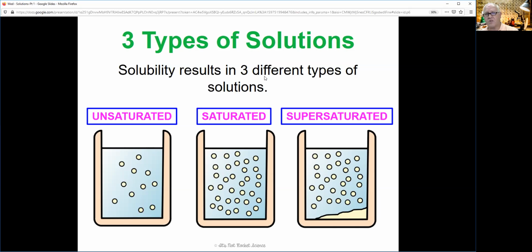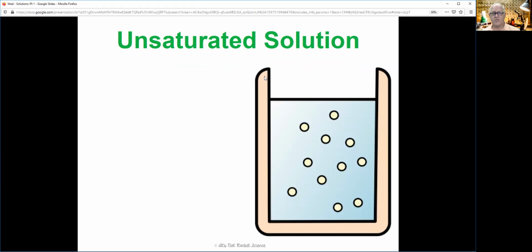So it hasn't fully saturated the amount that can be dissolved. In a saturated solution, you see that it is holding as much solute as can be dissolved. And a supersaturated solution, the image on the right, has so much solute that it can't dissolve all of it, that the rest of it just sits on the bottom. So let's look at that in a little bit more detail.